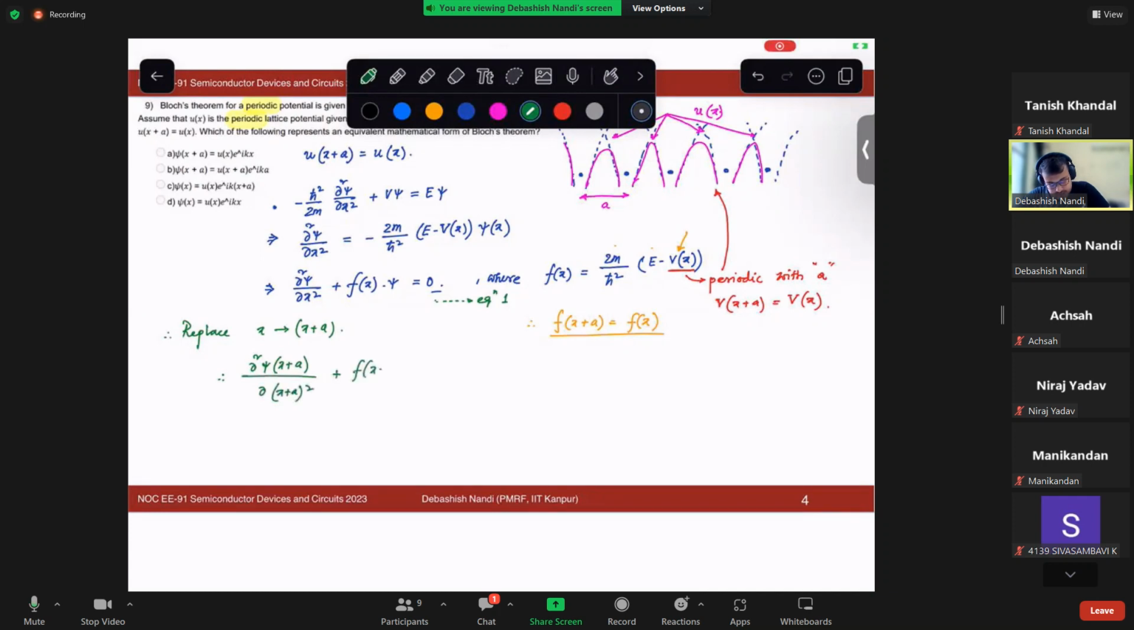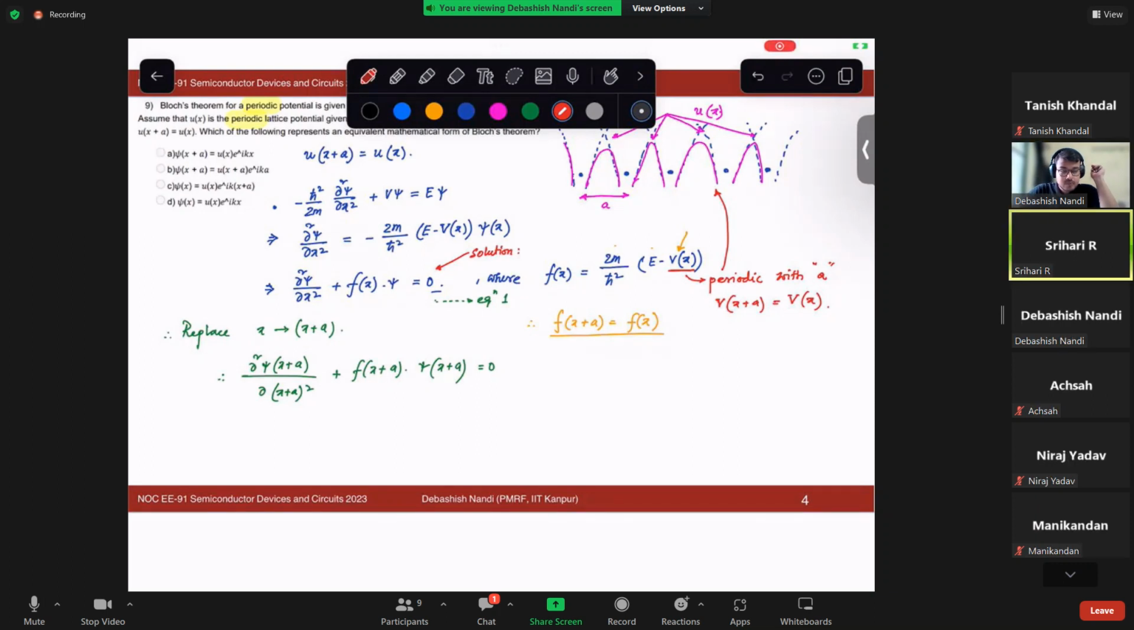Plus f of x plus a psi of x plus a equal to 0. By the way, can anyone tell me what is the solution of this equation in terms of psi? A cos kx plus... No, that is for a particular case, right? Psi x is the solution to this equation. Psi x can take any form depending upon the boundary condition and the energy profile. So psi x is the solution.